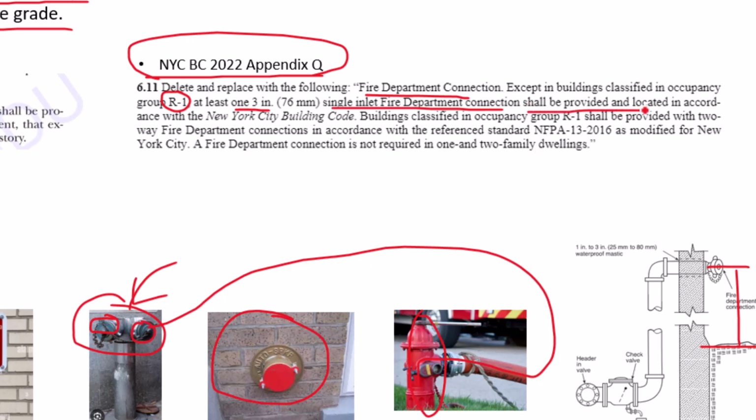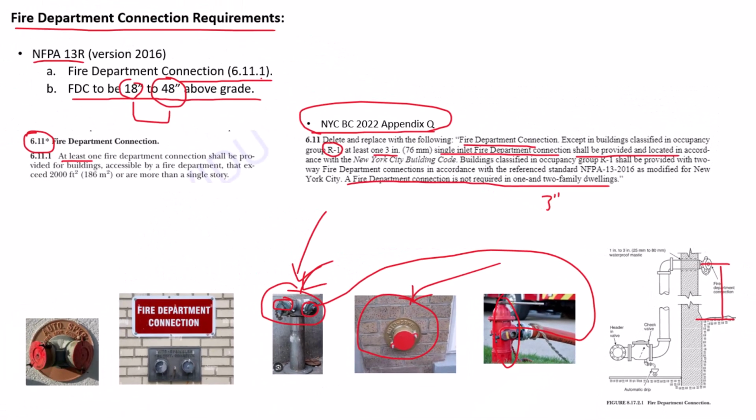Shall be provided and located in accordance with New York City Building Code. Buildings classified in occupancy group R1 shall be provided with two-way fire department connections like this one here, in accordance with the reference standard NFPA 13/2016 as modified for New York City by basically Appendix Q. A fire department connection is not required in 1 and 2 family dwellings. This example is a 3-family dwelling, so we would need the single inlet fire department connection.